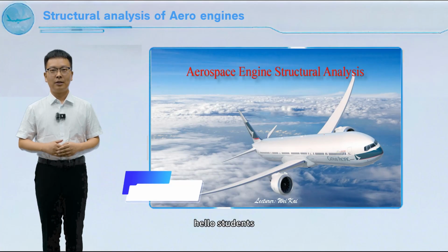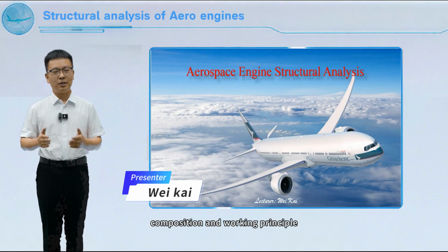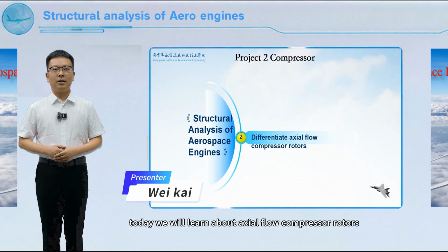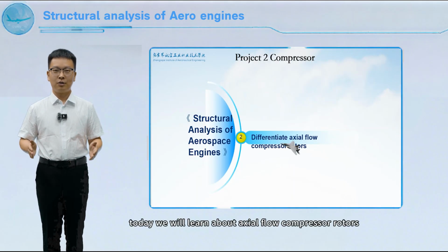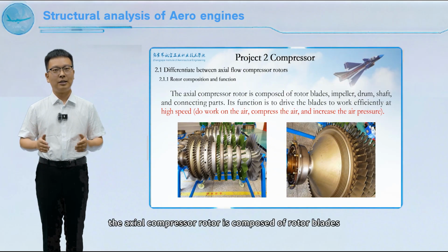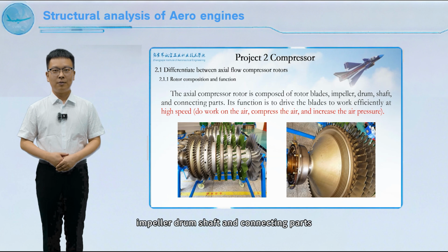Hello students, in the last class we learned about the functions, composition, and working principle of axial flow compressor components. Today, we will learn about axial flow compressor rotors. The axial compressor rotor is composed of rotor blades, impeller, drum shaft, and connecting parts.